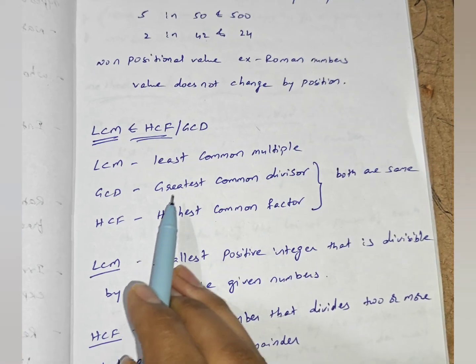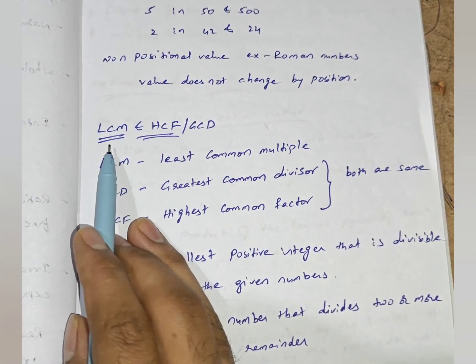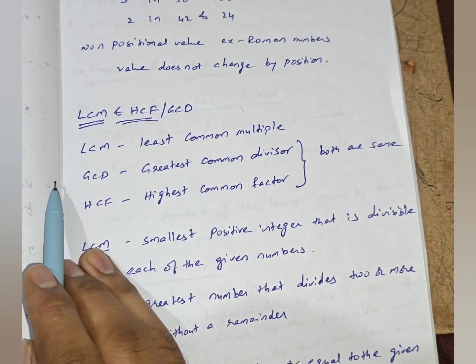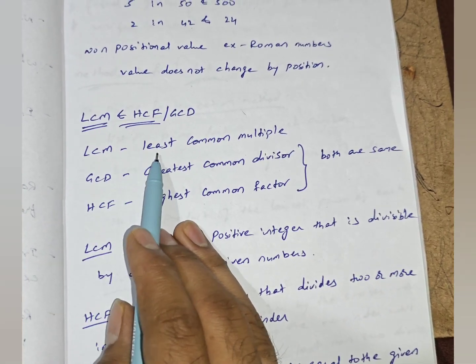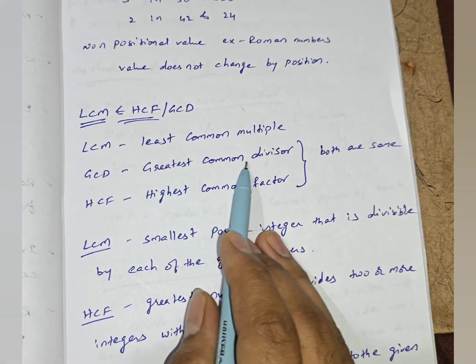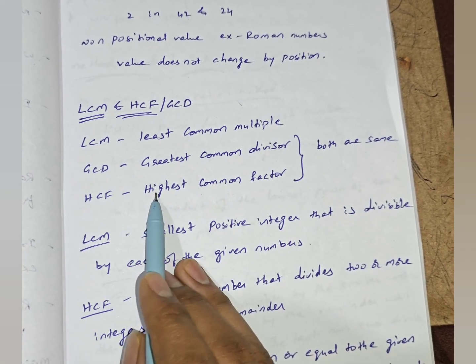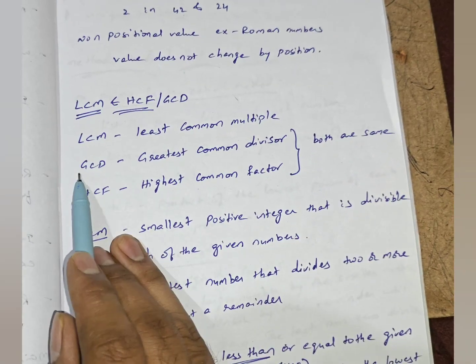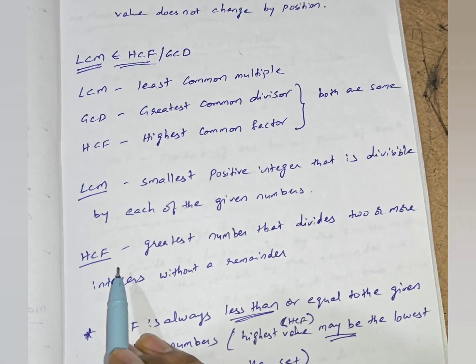Now let us try to learn some of the concepts like LCM and HCF or GCD. What is LCM? LCM, the full form is least common multiple. GCD, the full form is greatest common divisor, and HCF, the full form is highest common factor. Both of these are the same, just the representation changes.